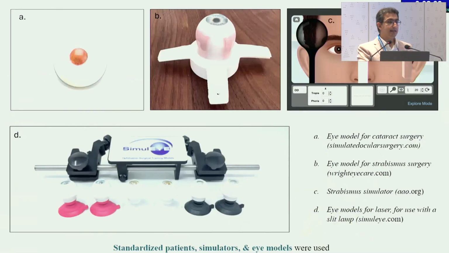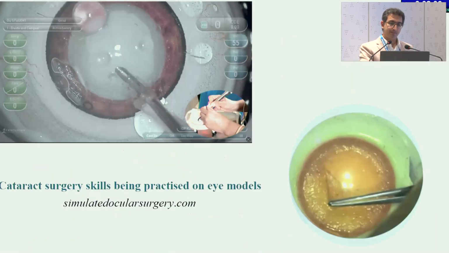So figure A is an eye model which is used to practice steps of cataract surgery. B is an eye model to practice steps of strabismus surgery. C is one of the American Academy of Ophthalmology simulators, which is used to assess ocular motility and strabismus assessments. And D shows simulator models which are used to practice ophthalmology laser procedures. This is again one of the models that is used to practice cataract surgery.